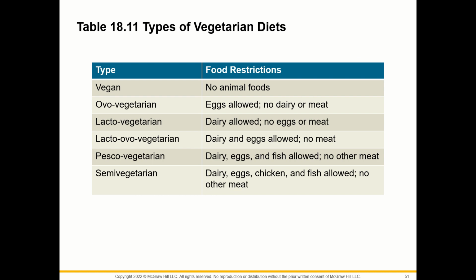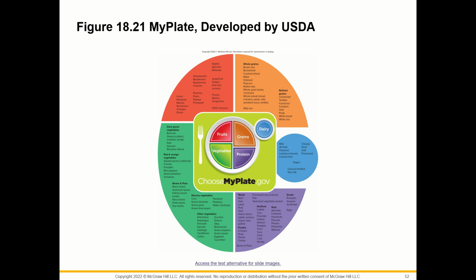There are vegans, ovo-vegetarians, lacto-vegetarians, lacto-ovo-vegetarians, pesco-vegetarians, and semi-vegetarians. A vegan is the strictest. It has no animal foods whatsoever and oftentimes no animal products in their lifestyle. Ovo-vegetarian has eggs allowed but no dairy or meat. Lacto-vegetarian is dairy allowed, no eggs or meat. Lacto-ovo-vegetarian is dairy and eggs allowed, but no meat. Pesco-vegetarian is dairy, eggs, and fish allowed, no other meat. Semi-vegetarian is dairy, eggs, chicken, and fish allowed, no other meat.